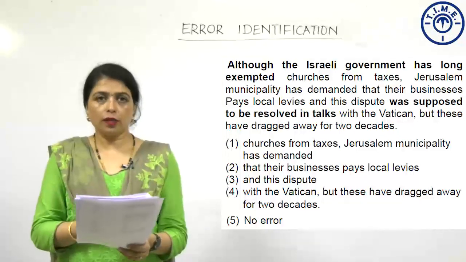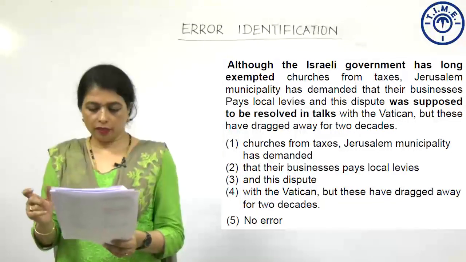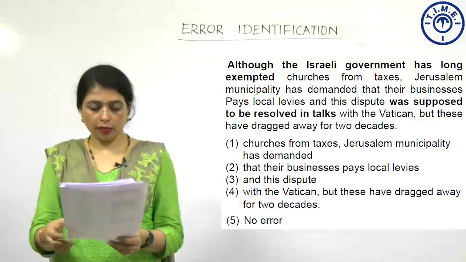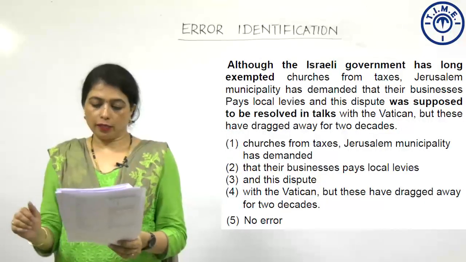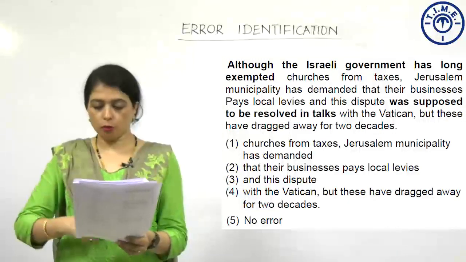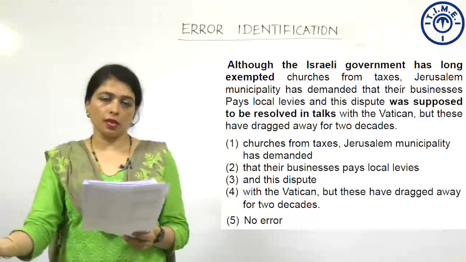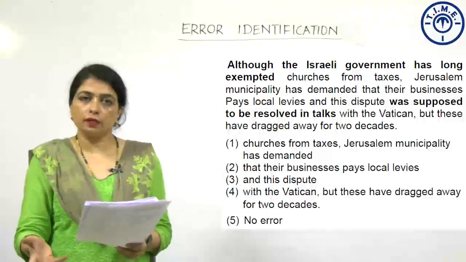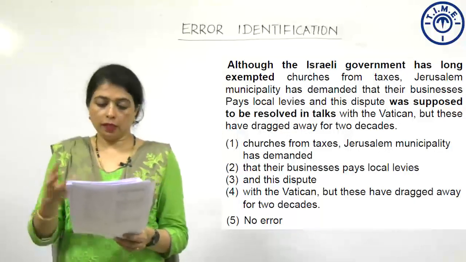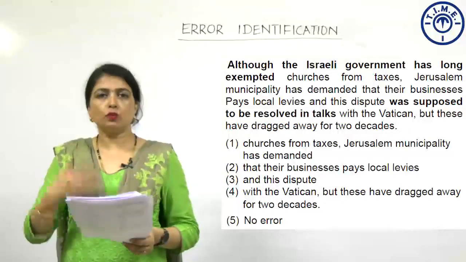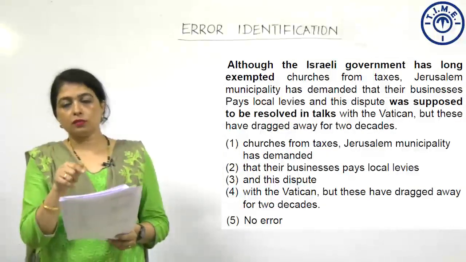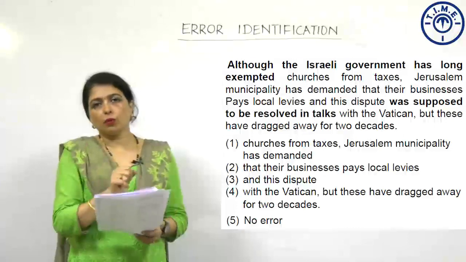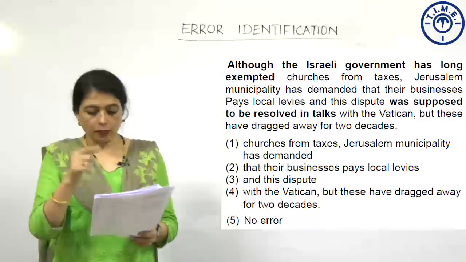Let us look at the fourth one and identify the error and know how to correct it. "With the Vatican, but these have dragged away for 2 decades." Now, drag away means to push or pull something away from something else, and that's not what the idea conveyed is. The idea that is conveyed is that something has been going on endlessly and tediously, and in order to convey this, the correct phrasal verb over here should be "dragged on".